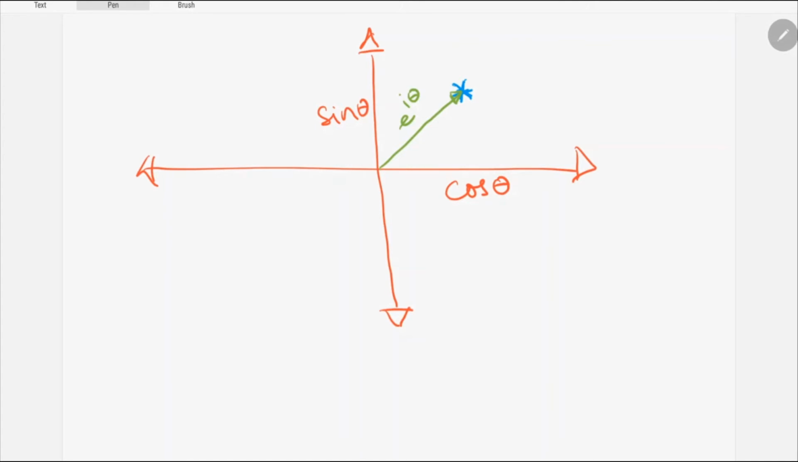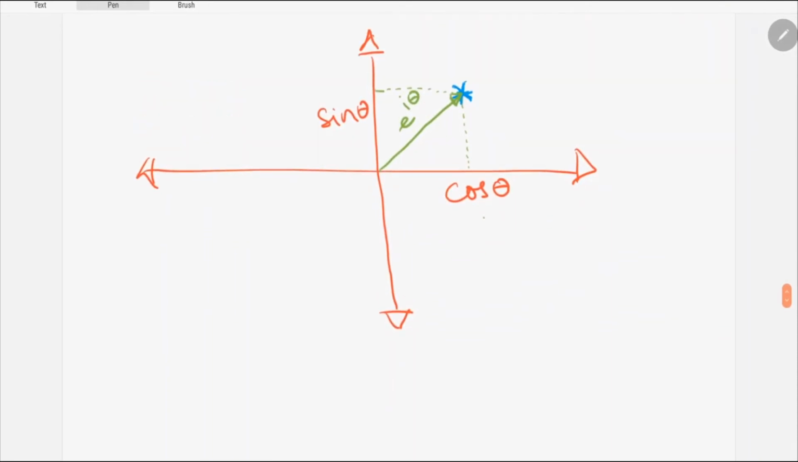Using these resources. So what are the resources? e iota theta, sine theta, and cosine theta. If we have these things in hand, can we trace the location of this blue point over here? So we are trying to do that. Let's say I will do this and do this.